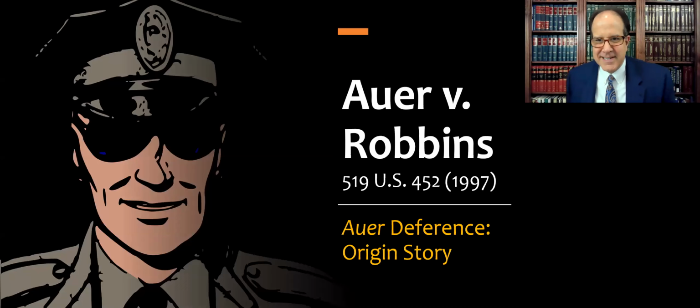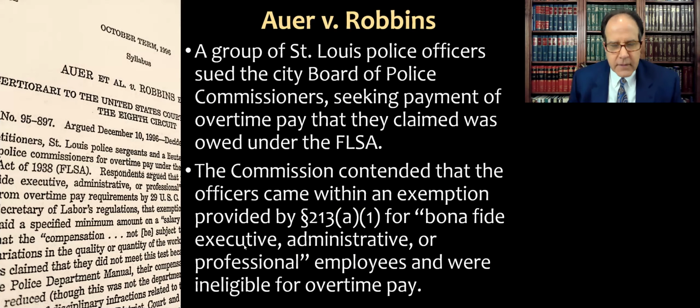Robbins. This is a labor dispute, or at least it starts as a labor dispute between a group of St. Louis police officers and the Board of Police Commissioners. And the police officers were seeking payment of overtime pay, or kind of overtime pay in the form of back pay, that they said was owed to them under a statute called the Fair Labor Standards Act. And the commission contended, no, that the officers actually came within an important exemption provided by Section 213(a)(1) of the Fair Labor Standards Act for bona fide executive, administrative, or professional employees. And therefore, they were ineligible for overtime pay.